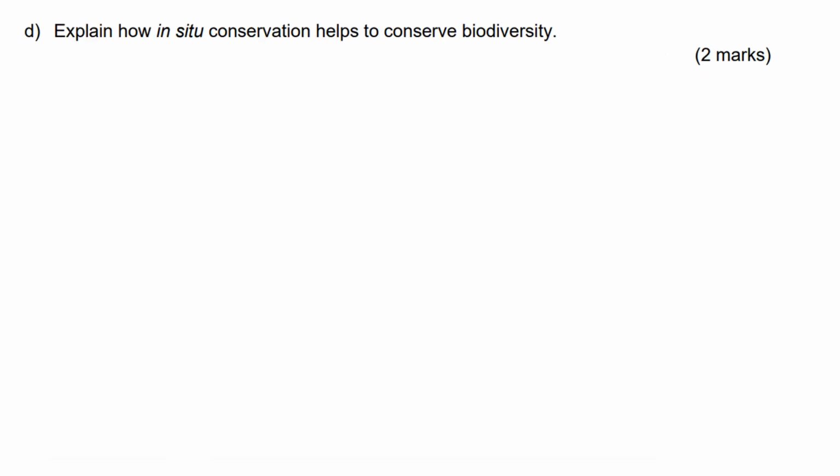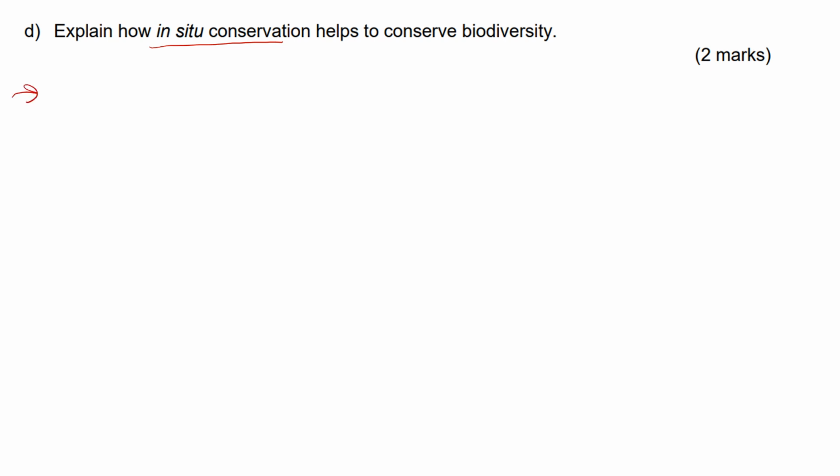Question D. Explain how in situ conservation helps to conserve biodiversity. So basically, like I've mentioned, in situ is preserving and conserving organisms, wild species, wildlife, in its natural habitat, in its natural environment. There are national parks, for example, and also reserves that are established to protect and preserve threatened or endangered species in its natural environment. So that is for the first point.